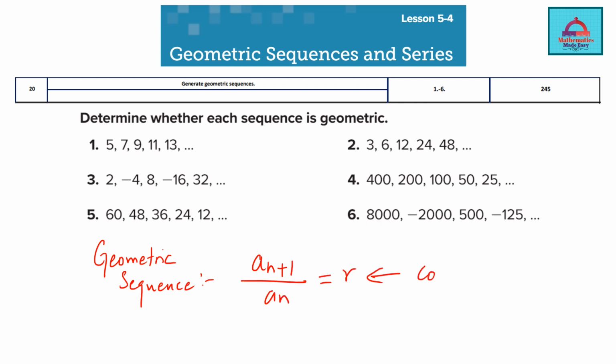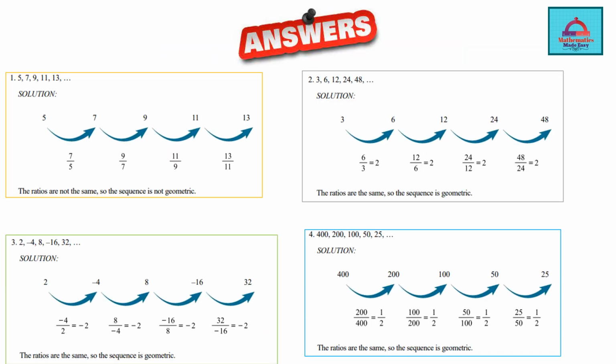This is called the common ratio. So if you take any term like 7 and divide it by 5, if you take any term 13 divided by 11, if you take any term 9 divided by 7 and the ratio comes out to be the same r for all, then it is called a geometric sequence. So let's use this concept for solving questions. Let's see the first question.